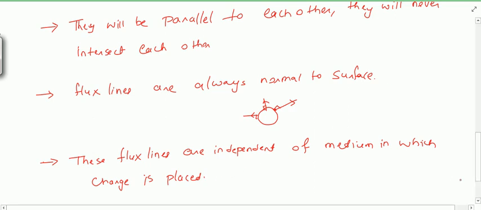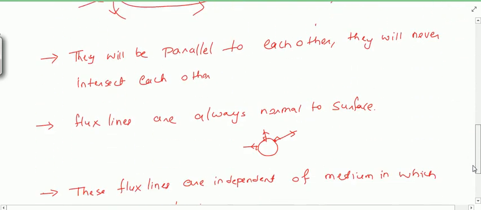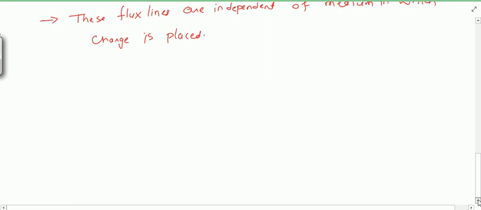So these are some properties of electric flux lines. Now this electric flux has another name also.